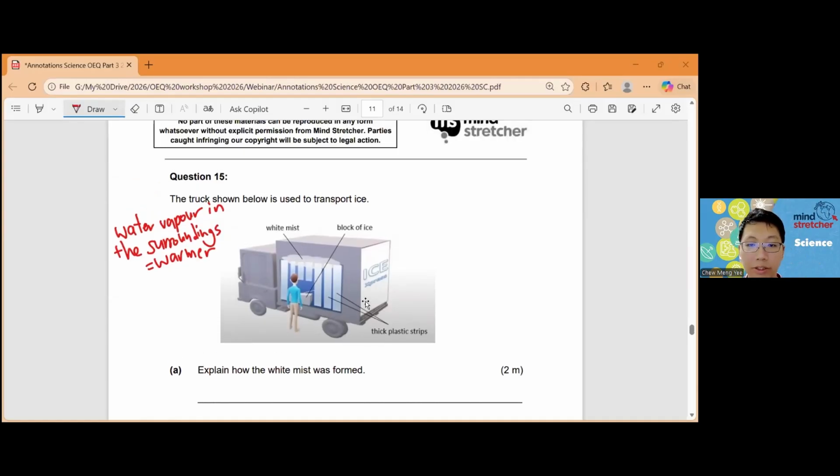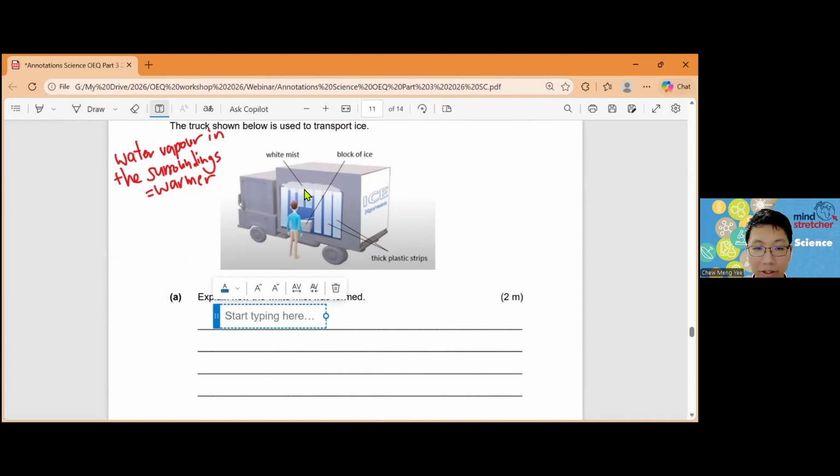In this question, I don't need to have evaporation. There's no evaporation here since there's no puddle of water or wet grass or wet soil. So here is simply water. You can just start off your condensation already. This is slightly easier. You start off from your warm water vapor from the surroundings or surrounding air. All right, that's your first W.